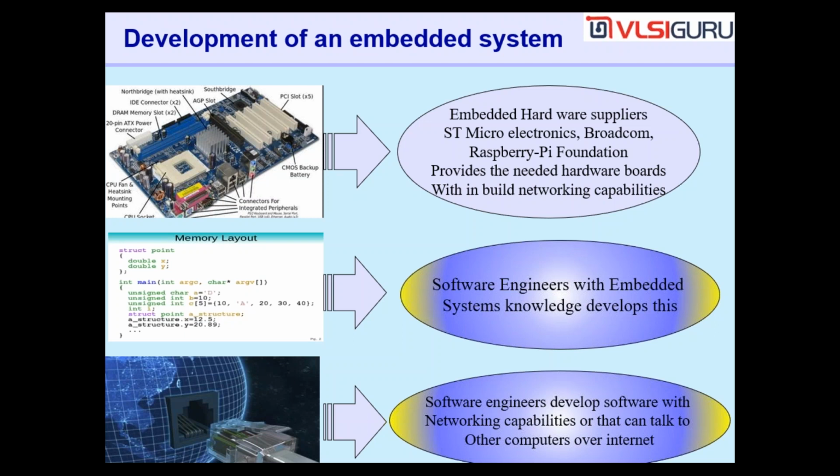This is because each company uses different embedded computers based on their requirements. There are a host of companies making printed circuit boards for embedded computers. They are called embedded hardware suppliers. A few of them are ST Microelectronics, Broadcom, and the Raspberry Pi Foundation. Then there is another open source foundation called Arduino. Like that, there are so many companies who supply embedded systems hardware.